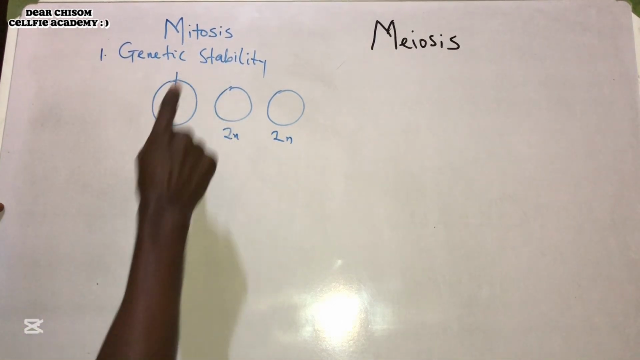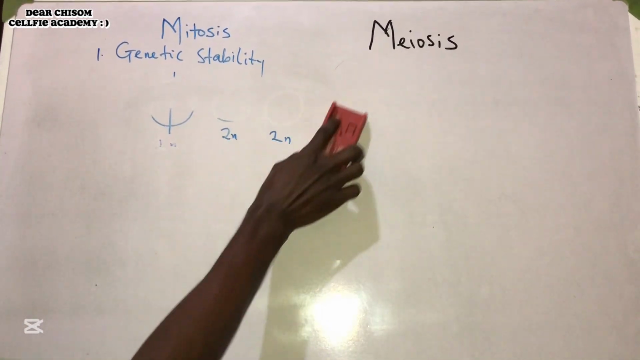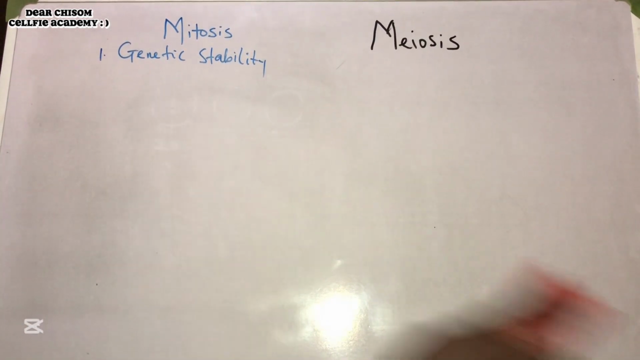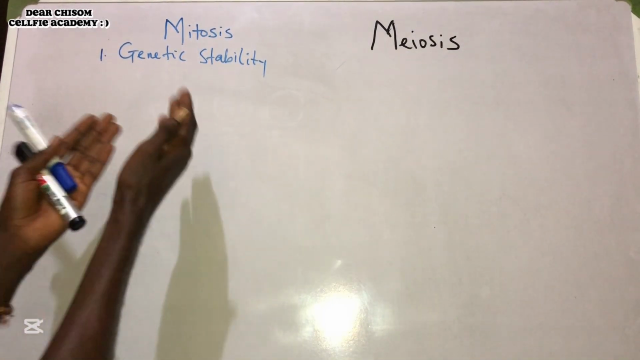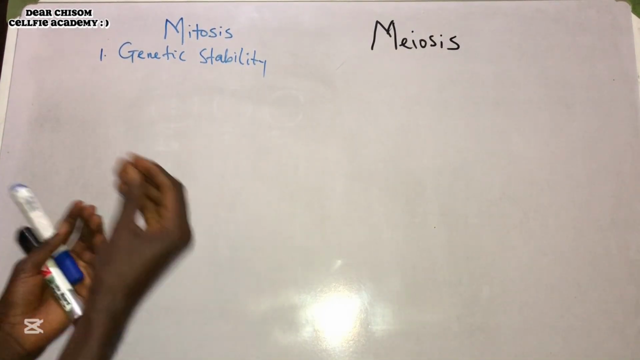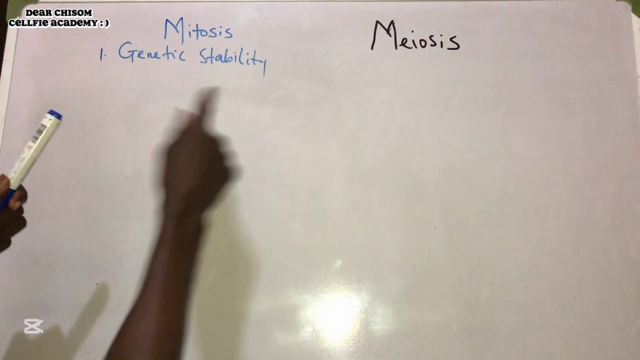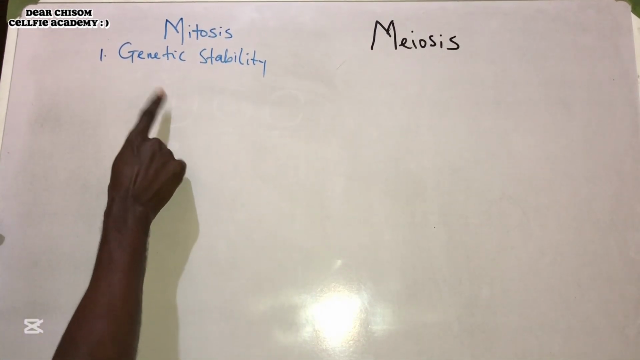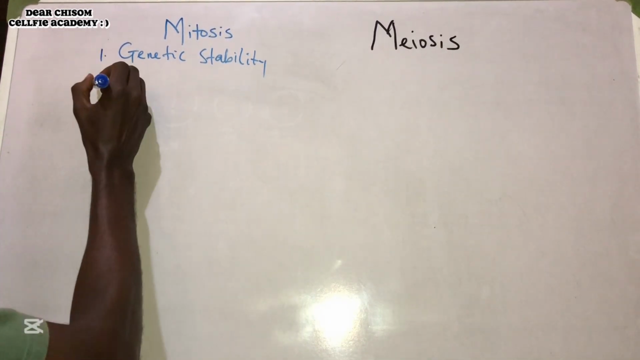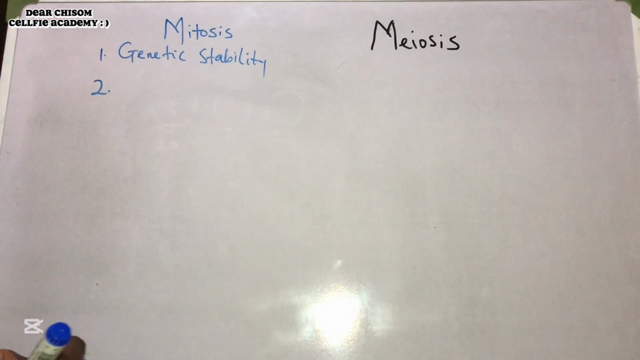So when we talk about genetic stability, we are saying that in mitosis, the result of this division is genetically stable. It is the same, it is constant, it does not look different. The daughter cells look the same as the parent cell. That is number one. The second one we have to look at here is growth.